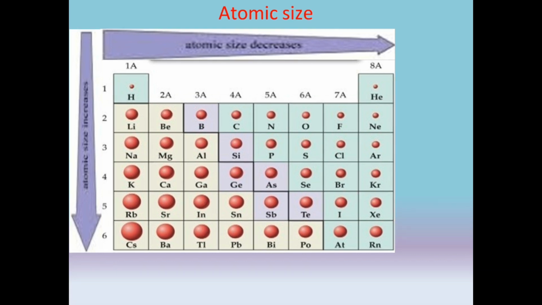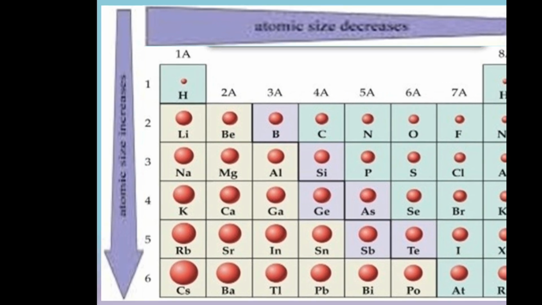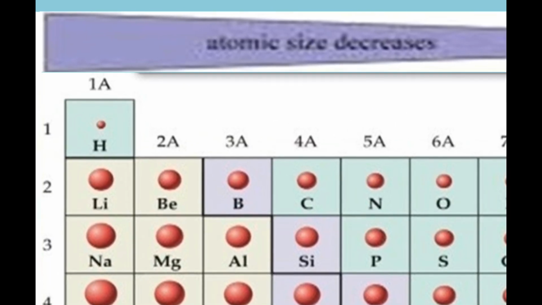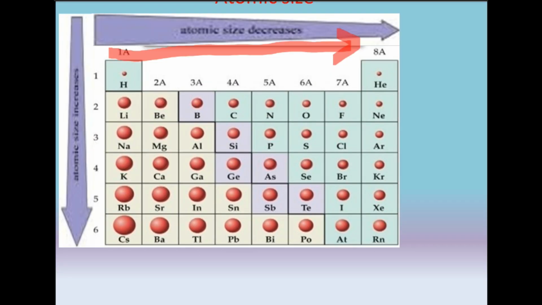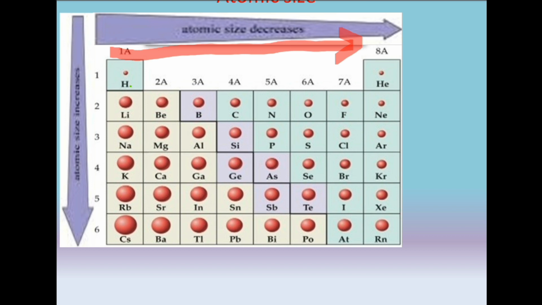Now see here. What is the trend? When we see the elements from left to right of the periodic table, the atomic size of the element is decreasing. If you compare lithium with fluorine, right? Can you see the difference in the size? The atomic size decreases across the periodic table from left to right.